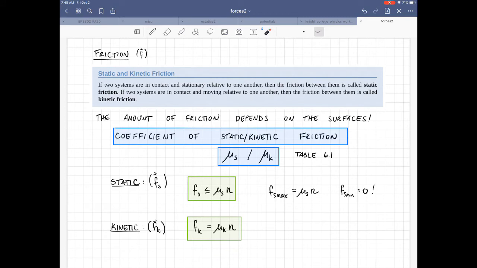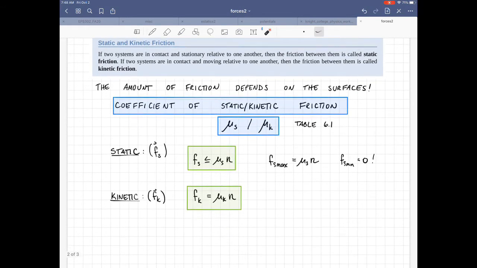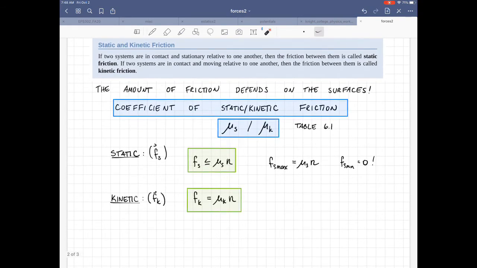So like rubber and concrete, like wood and wood. Each of those combinations results in a different coefficient of static and kinetic friction. Now, static friction, again, exists any time that two surfaces are not in motion relative to each other, so that they're at rest relative to each other.